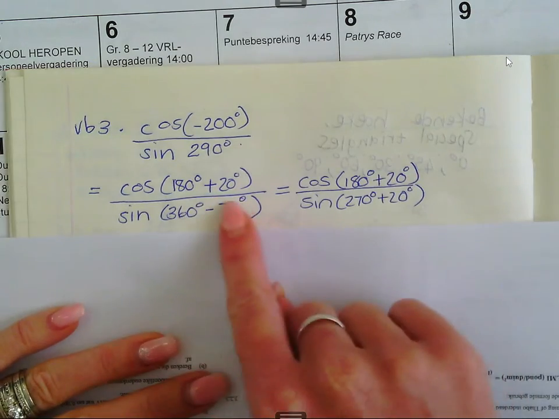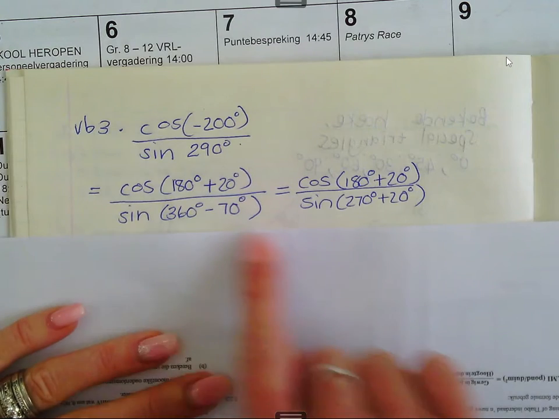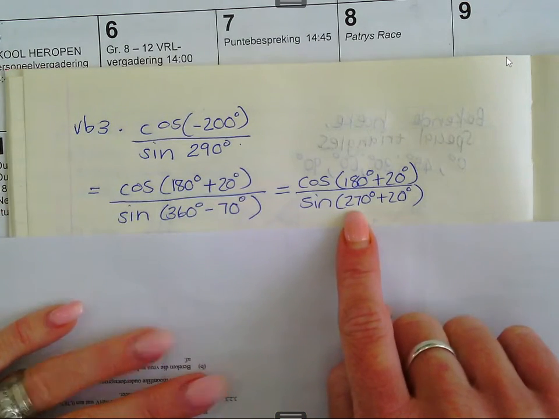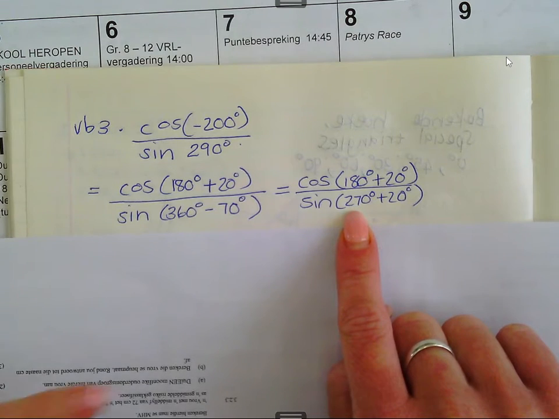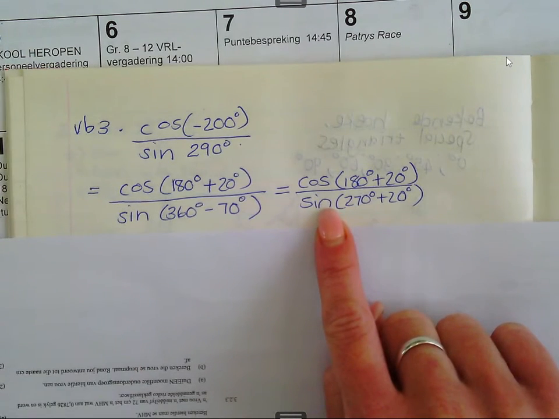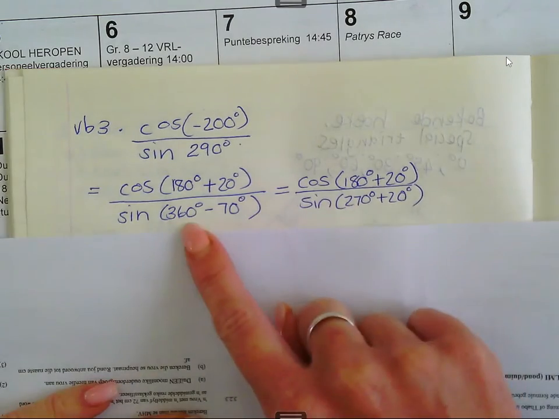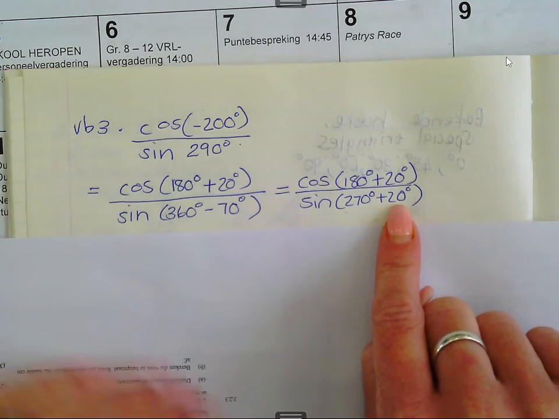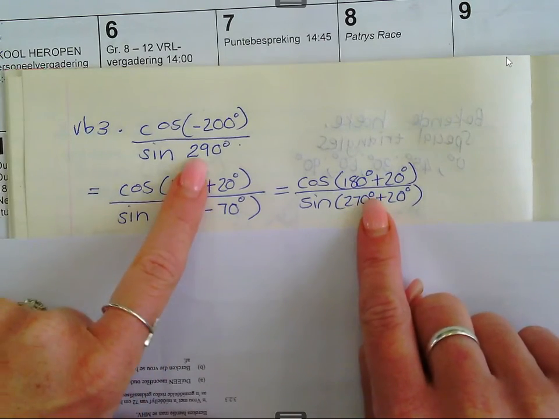So I immediately saw that, so I stopped myself there. I'd rather get them to be the same. Because when the angle is the same, then I can work with them. So I chose to change the denominator. I said instead of 360 minus 70, I'm rather going to use 270 plus 20. Do you see both of those brackets also give me 290?